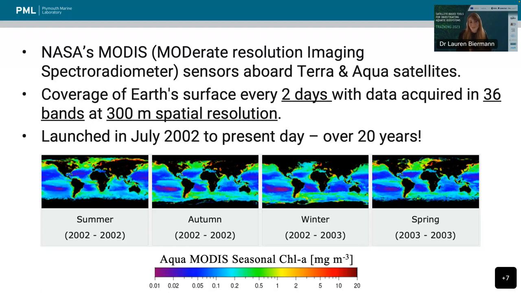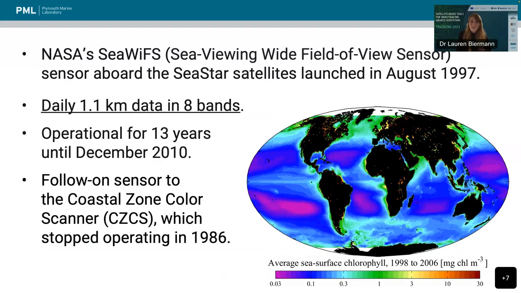But actually, 20 years is maybe nothing, because we can go back further than that thanks to SeaWiFS and the Coastal Zone Color Scanner.